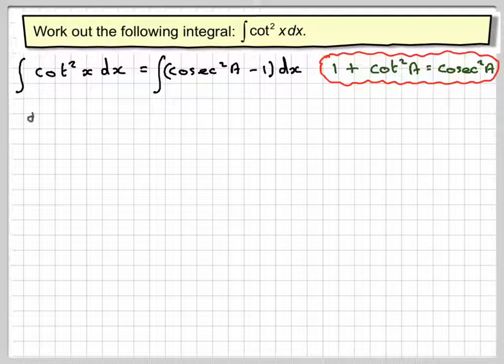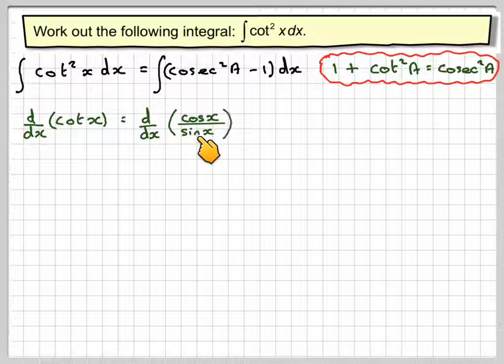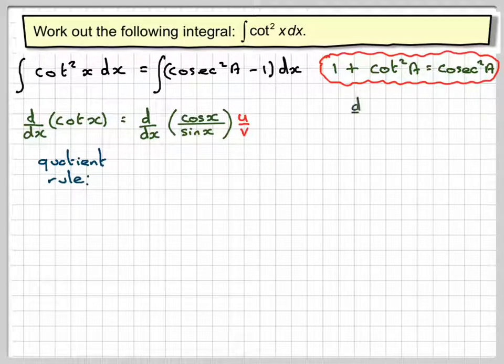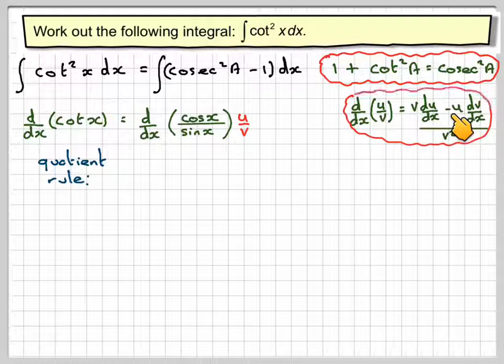Now, d/dx of cot x, and you sort of know this from the derivative, is d/dx of cos x over sine x. You can differentiate this using the quotient rule. The quotient rule is u over v: d/dx of u over v is v du/dx minus u dv/dx, all over v squared.